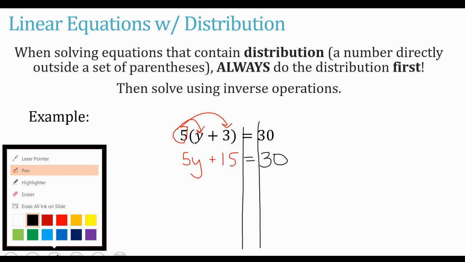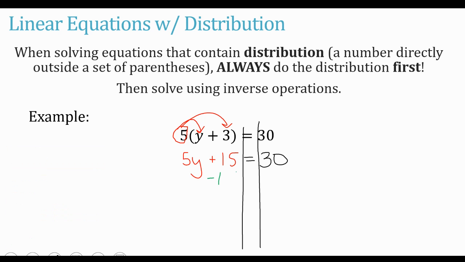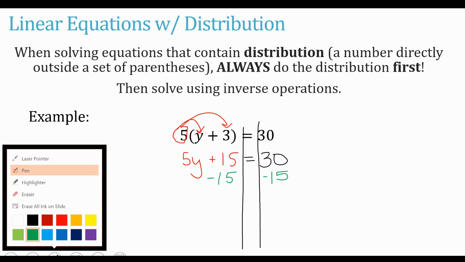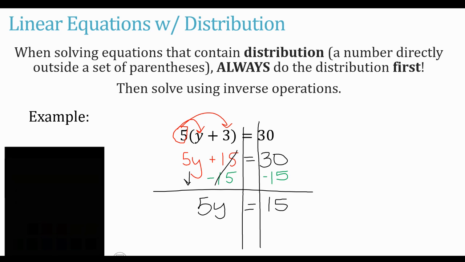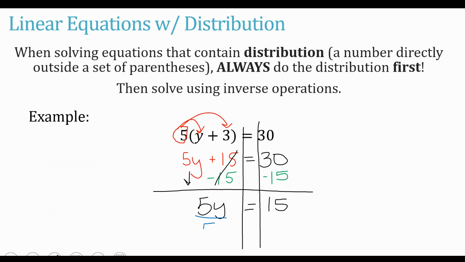So we're going to move the constant first. We're going to subtract 15 on both sides. Those cancel out. I'm going to bring down this 5y, and I'm going to bring down the equal sign. Now 30 minus 15 gives us 15. And the last step here is to divide by 5 on both sides to get that y by itself. So we're going to get y equals, and 15 divided by 5 gives us 3.